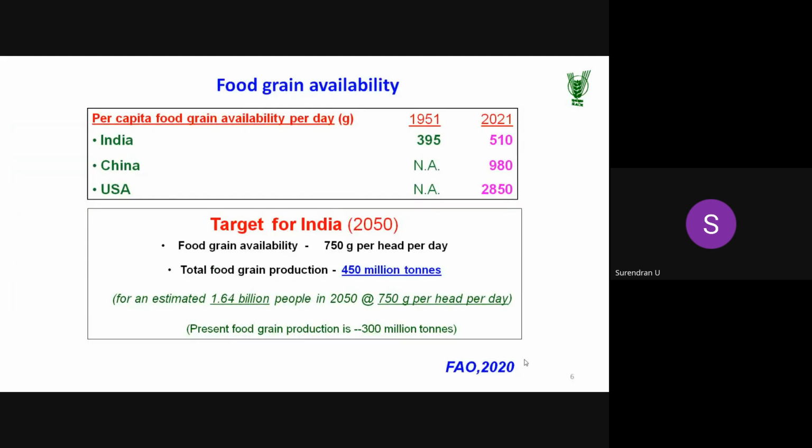But if you look at the scenario, whether it is food grain production or even horticulture production, currently we are self-sufficient, thanks to all the agriculture researchers, extension team members, and the entire farming community. But still, we may fall short of our target. If you look at the future targets, as per the FAO, by 2050 we need to produce 450 million tons, and currently we are producing around 310 million tons for the last few years. So we need to produce almost 1.5 times higher than the current production.